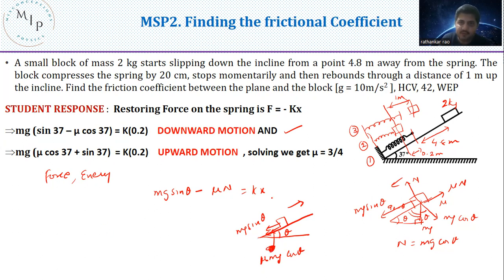Thus the restoring force once again should be equal to mg sin theta plus mu times mg cos theta. Now if that is the case, this equation is also correct. Now it's the same restoring force. Why is it the same restoring force? The reason is because you have a spring. Let me do it here.